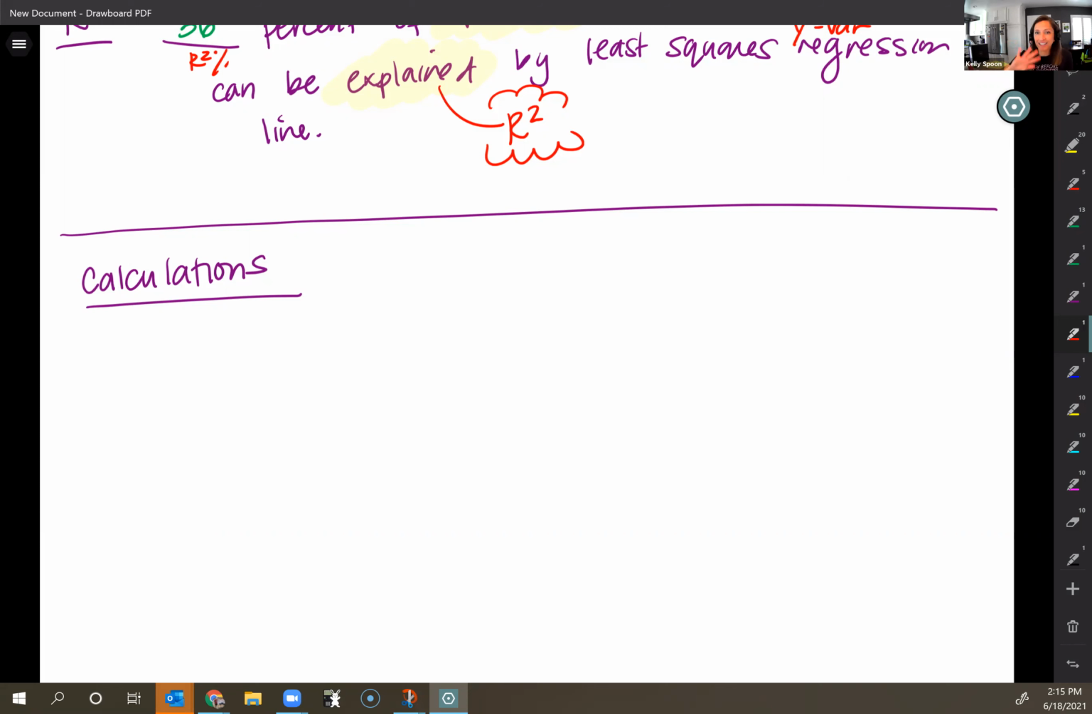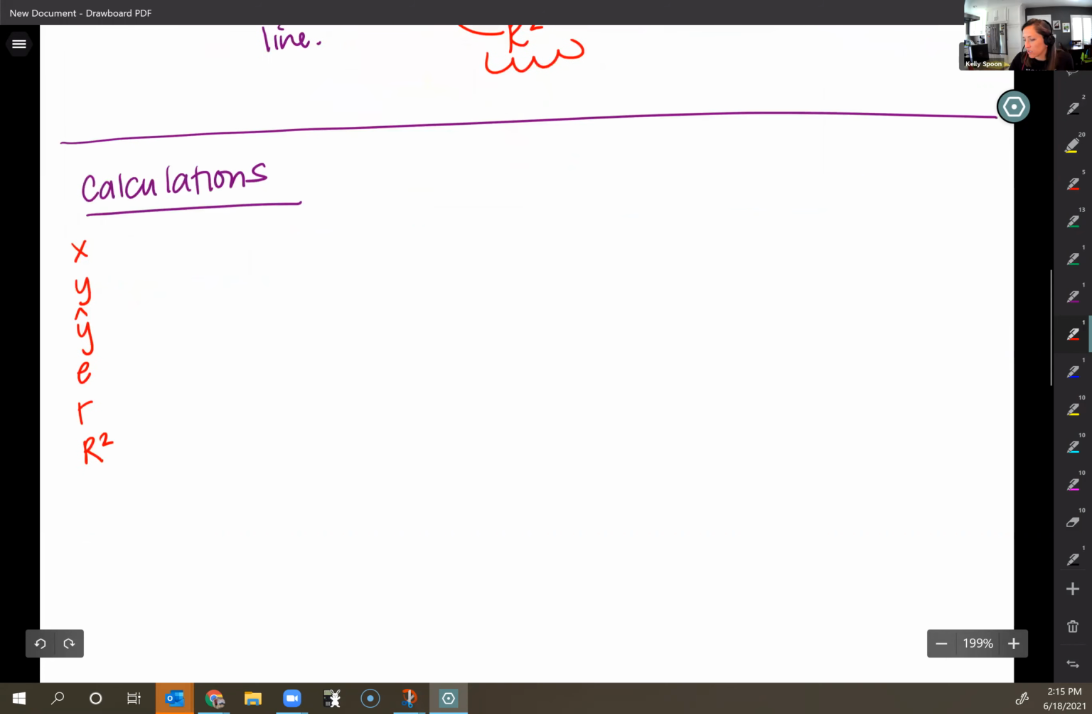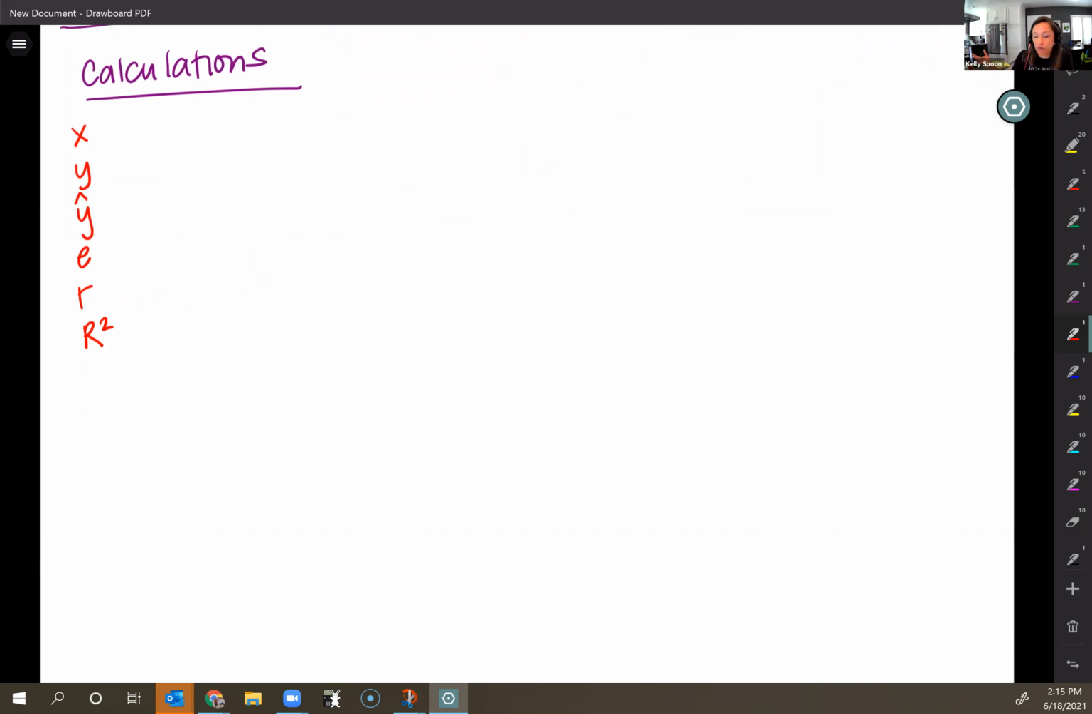And there's only 6 kinds of numeric things that could be floating around, 6 things you could be asked to calculate or be given to use in your calculations. That is X, Y, Y hat, E, R, and R squared. So just a quick little, what are each of those things?